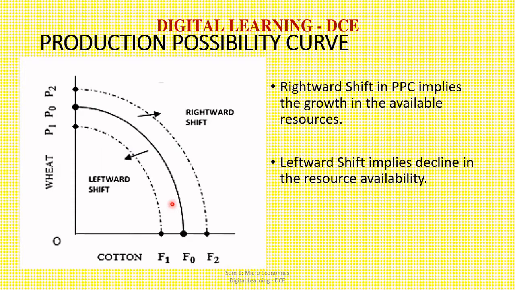Now, what does rightward shift imply? Rightward shift is implying there is a greater amount of production of cotton as well as greater amount of production of wheat. But when is this going to be possible? This is going to be possible when there is growth of resource availability. But the fact is that resources are limited. Then how can there be a growth in resource availability? It can only be possible when new resources are acquired or the existing techniques of production have been improvised.